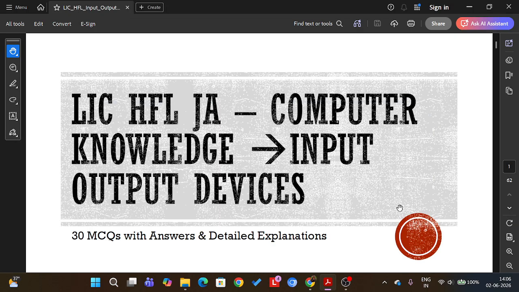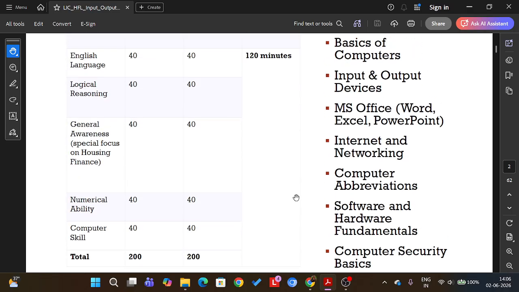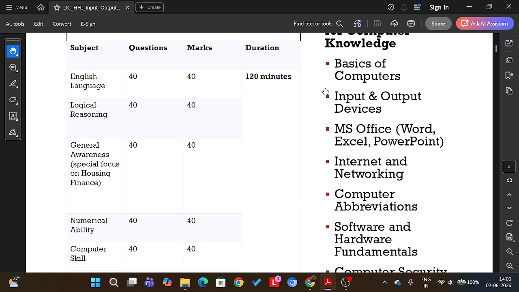Today we are doing the second lecture of the Computer Knowledge series for LIC HFL Junior Assistant. In this second lecture we are going to cover the input and output devices. In the first lecture we have already covered the basics of computers.